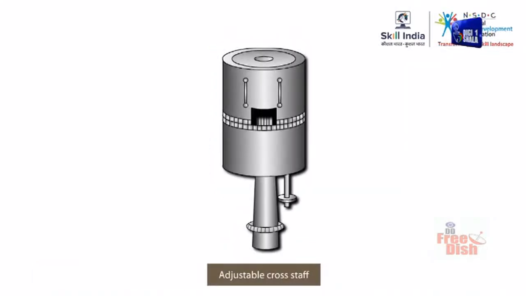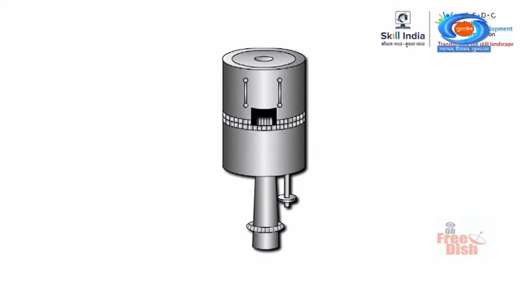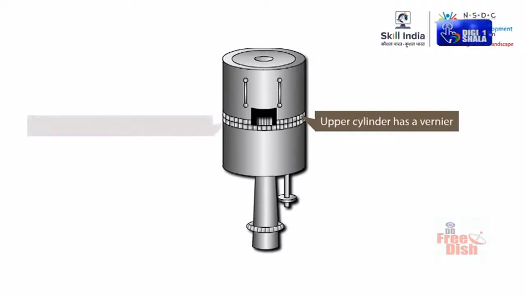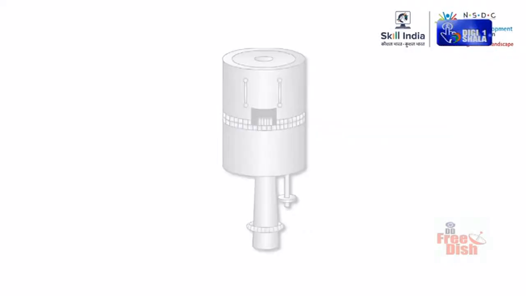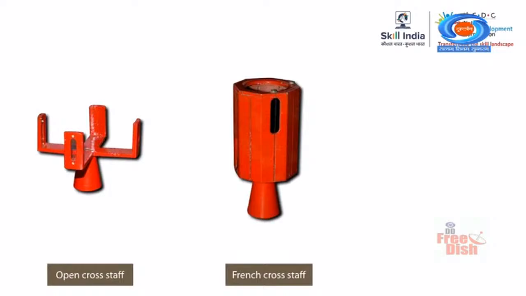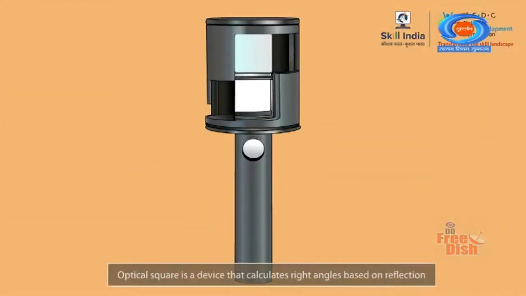The adjustable cross staff is a rod mounted with 2 cylinders which are placed one above the other. Both the cylinders have slits for viewing. The upper cylinder has a vernier, while the lower one has a graduated scale showing degrees and subdivisions to calculate angles. So, remember, the 3 types of cross staffs are open cross staff, French cross staff, and adjustable cross staff.